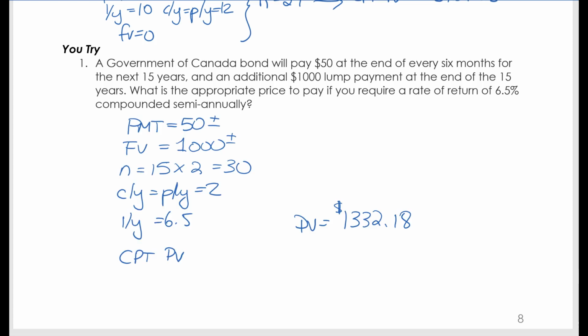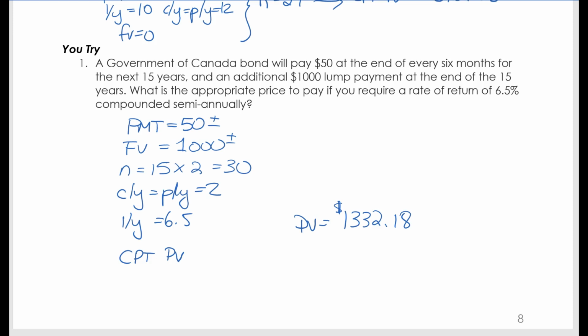So we have a payment of $50. Our future value is that lump sum payment of $1,000. N is 15 years times twice a year, which is 30. Your interest rate per year is 6.5. Compounding per year, C/Y, is equal to the payments per year, which is 2. Compute present value and you get 1,332.18.